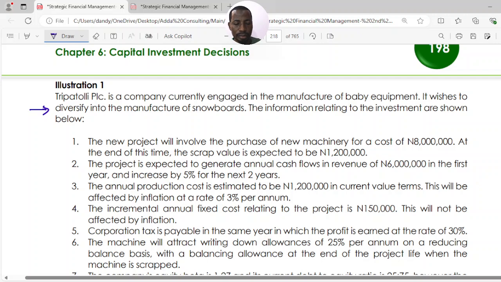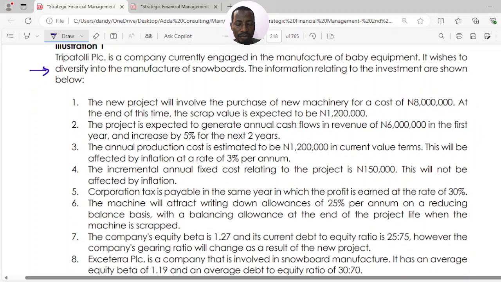Number one, additional information. The new project will involve the purchase of new machinery for a cost of 8 million naira. At the end of this time, the scrap value is expected to be 1,200,000. So I've seen the initial outlay here to be 8 million. Here is the scrap value.